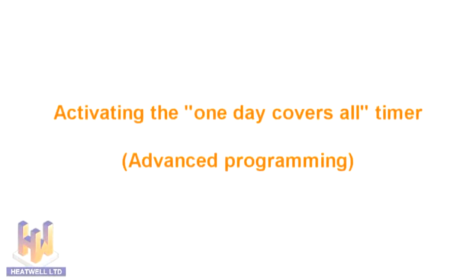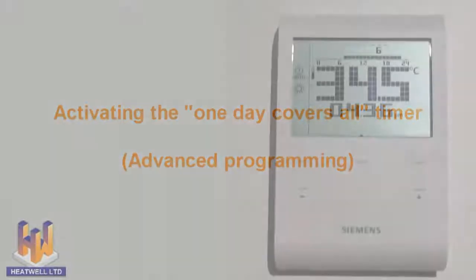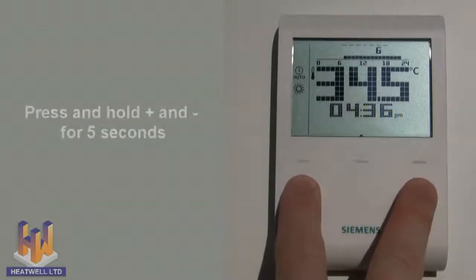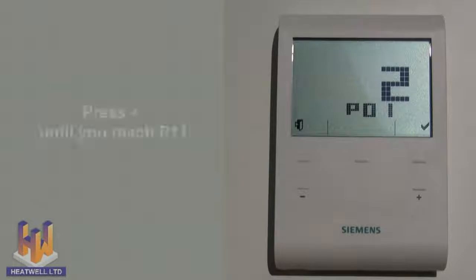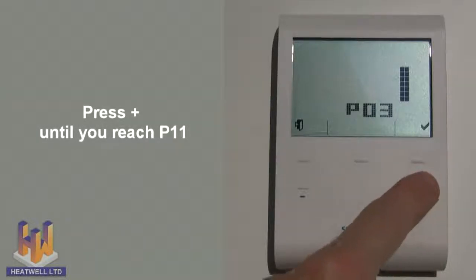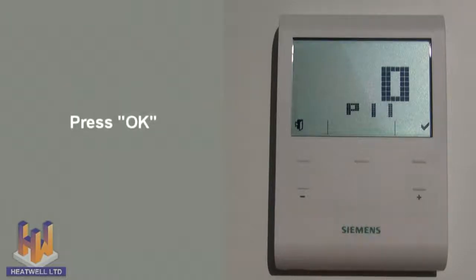Activating the 1 day covers all timer. This option allows you to set the timer for just 1 day, and the unit will apply those times for every other day. To turn this option on, go to the Advanced Settings menu by pressing the plus and minus buttons for 5 seconds, then let go. P01 will show. Use the plus button until you see P11. Then press the OK button.